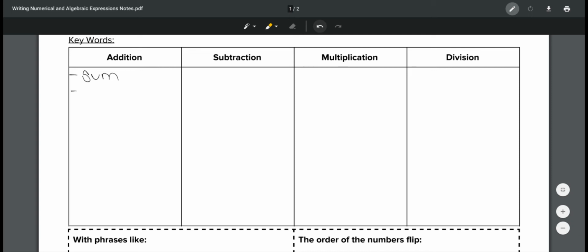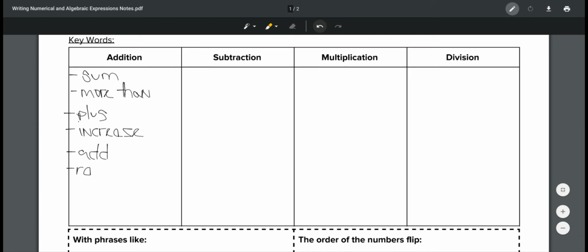Some other words, more than. That's a phrase, more than. If I say 6 more than 7, that means 6 plus 7. The word plus tells us to add. Increase. Add, added to, added by. Any version that has the word add in there is obviously going to tell us we're doing addition.